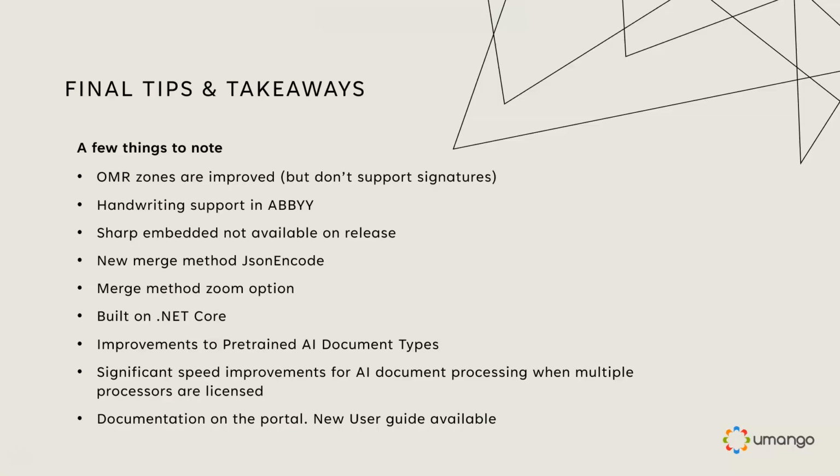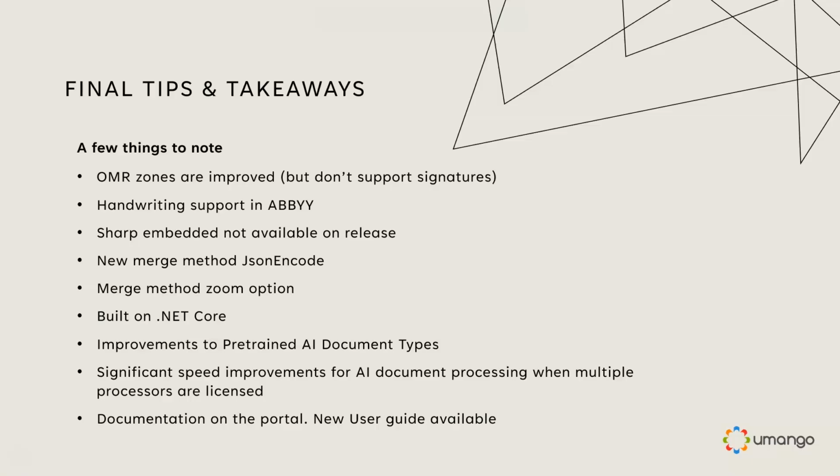There's also some general improvements to our pre-trained AI document types that you'll see. Just more accurate, better accuracy, particularly with some of the benefits in the invoice document type. There's improvements in the way information is presented and identified there, so that's a good thing. There's significant speed improvements for AI document processing.